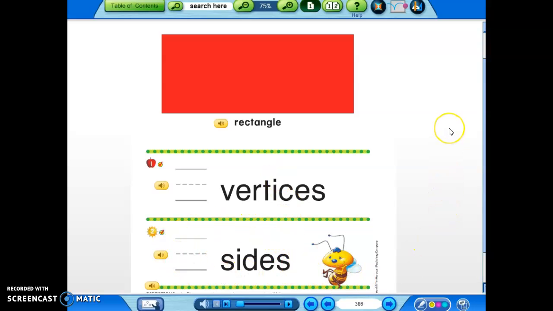Remember the difference, a square also has 4 vertices and 4 sides, but what is the difference? In a square, all the sides are the same, but a rectangle has 2 short sides and 2 long sides. That's the difference between the two.